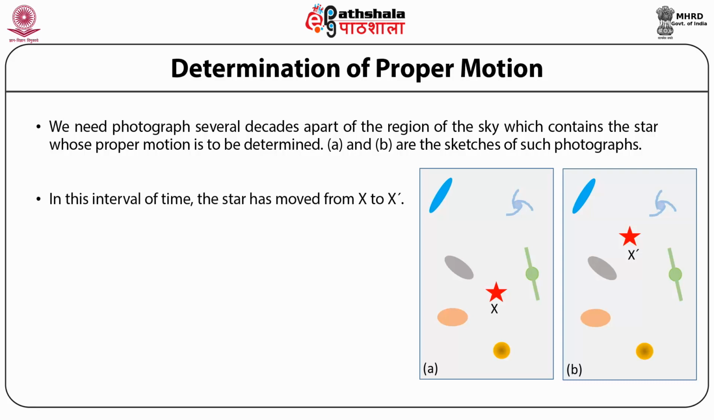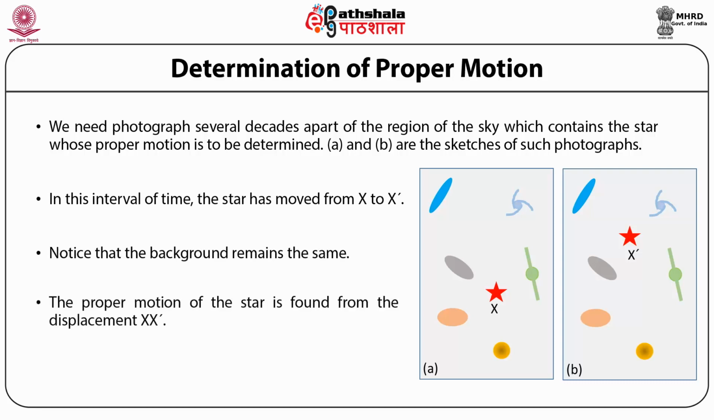In this interval of time, the star has moved from X to X prime. Notice the background remains the same. The proper motion of the star is found from the displacement X X prime, which can be obtained by the superposition of these photographs. Knowing the displacement and time elapsed between the two photographs, the proper motion can be calculated. It is obvious that the accuracy of the measurement of proper motion can be increased by selecting photographs separated by long intervals. However, much of the advantage is offset by the errors in the position measurement at earlier epochs.